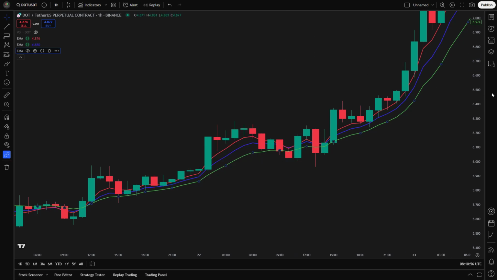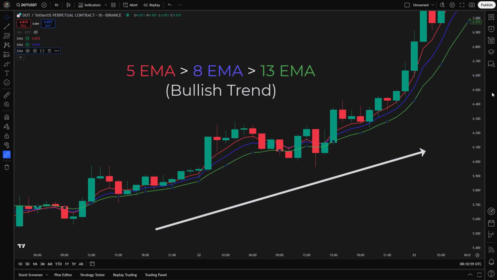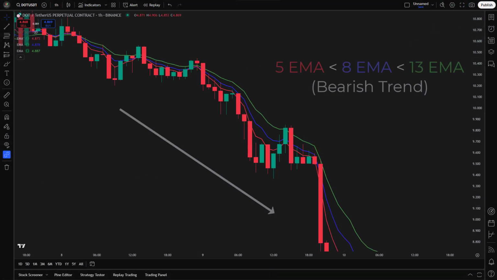A bullish trend is confirmed when the 5 EMA is above the 8 EMA, and the 8 EMA is above the 13 EMA. This signals upward momentum. A bearish trend is confirmed when the 5 EMA is below the 8 EMA, and the 8 EMA is below the 13 EMA. This signals downward momentum.